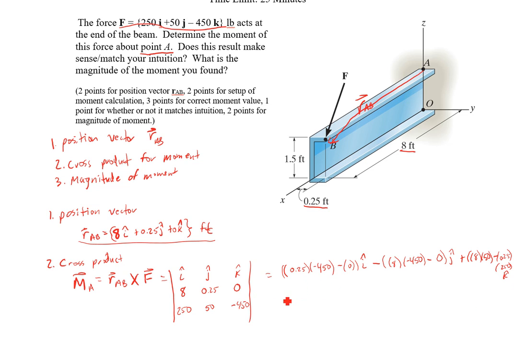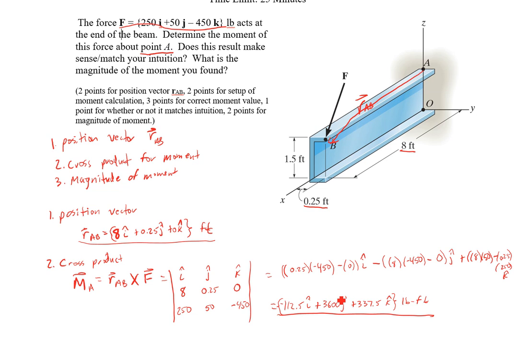So when I put this together, I get negative 112.5 i plus, since my negative goes positive, 3600 j hat plus 337.5 k hat. My units there will be pound-feet. So that's my moment. I may want to simplify that down to 3 significant figures, but I'll go with 4 for the time being.